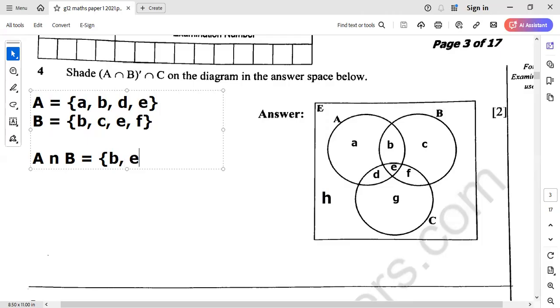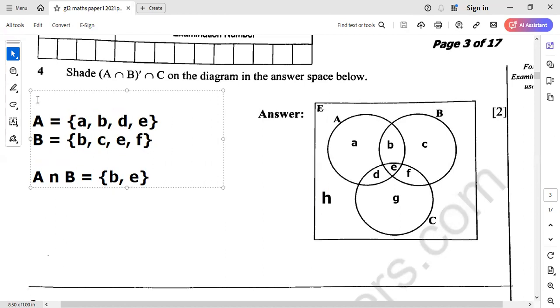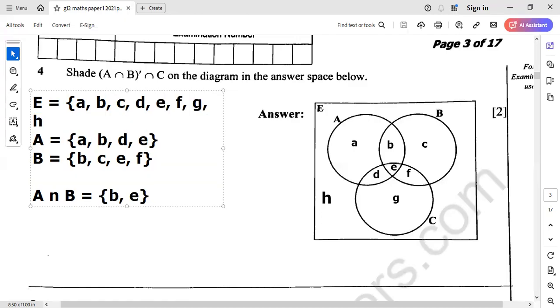Now, if they say complement, what do they mean? They actually mean what's not in that named set. So what do we know? We know that our universal set has a, b, c, d, e, f, g, h. This is our universal set.